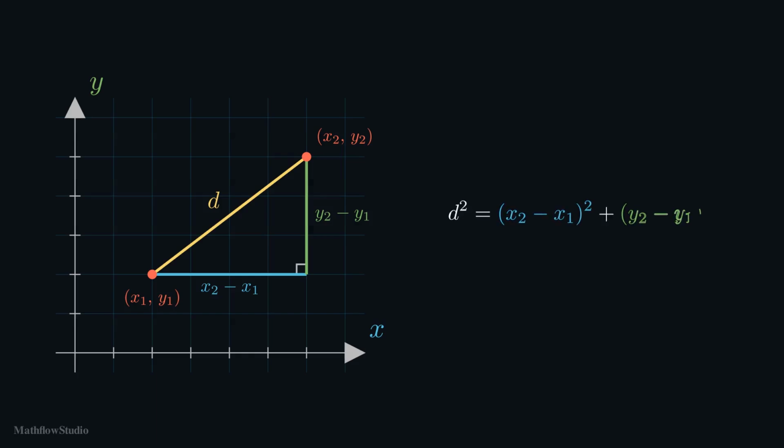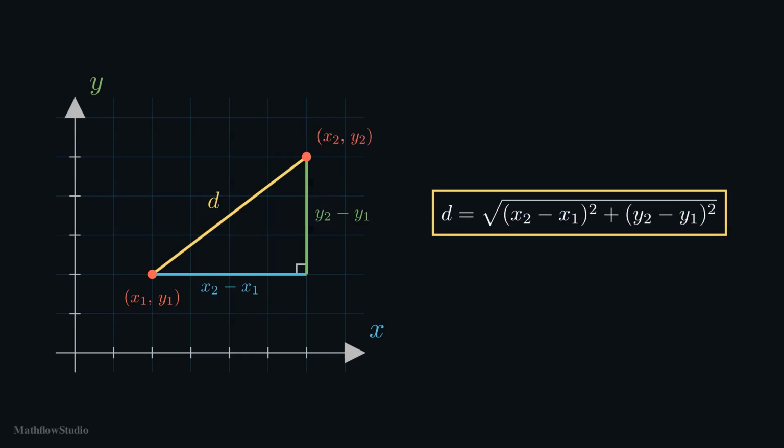Pythagoras again. d squared equals the horizontal leg squared plus the vertical leg squared. Take the square root, and there it is, the distance formula. d equals the square root of the quantity (x2 minus x1) squared plus the quantity (y2 minus y1) squared.